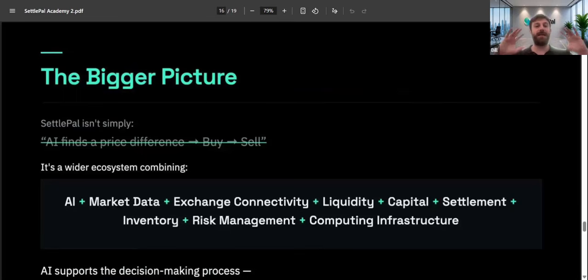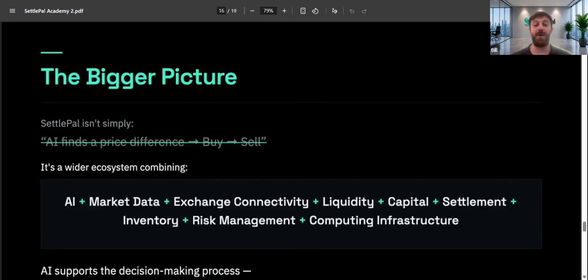SettlePal is not simply AI finds a price difference and then buys and sells. It's actually a wider trading ecosystem combining AI, market data, exchange connectivity, liquidity, capital settlement, inventory, risk management, and computing infrastructure. AI supports the decision-making process, but it's only part of the wider infrastructure. That is important for every member to understand.